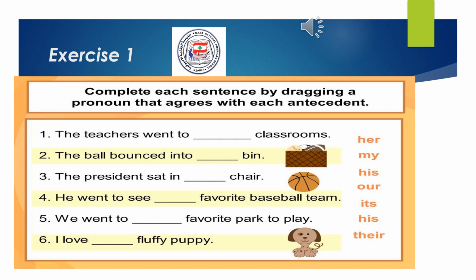3. The president sat in his chair. His is the pronoun that agrees with the antecedent, president. 4. He went to see his favorite baseball team. He agrees with his. 5. We went to our favorite park to play. Our agrees with we. 6. I love my fluffy puppy. I agrees with my.